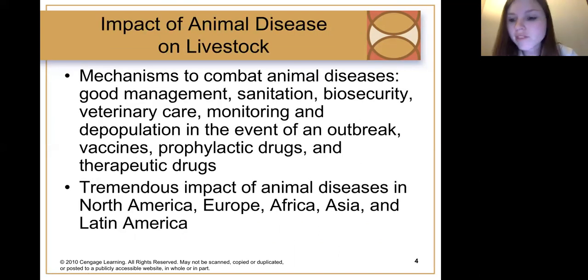There are a lot of different mechanisms that can be used to combat animal diseases, like good management, good sanitation practices, implementing biosecurity, vet care, obviously, monitoring and depopulation in the event of an outbreak. You may have to depopulate a farm if you can't get it contained. Also vaccines, prophylactic drugs, and therapeutic drugs. So be familiar with those. I'm not going to ask you to list all of them, but be able to give me one or two mechanisms that are used to combat animal diseases, just because it is a really important thing. You need to have an idea of how diseases can be controlled.